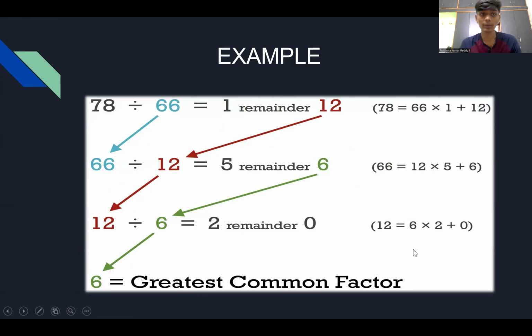In this example, m and n are 78 and 66. Now we are going to divide 78 by 66. The remainder is 12 when we divide it, because 66 into 1 plus 12 equals 78. So the remainder is 12. Now we are going to assign the n as m.